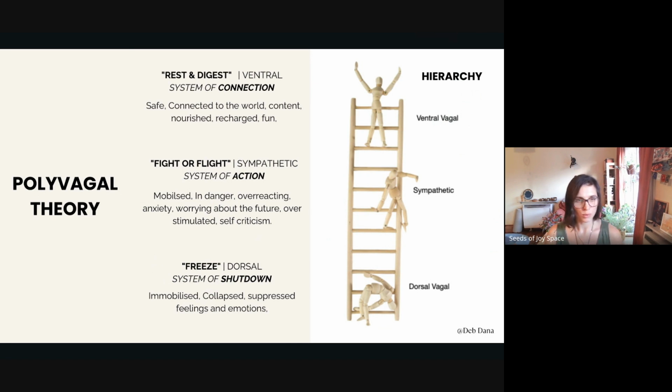And then we'll move to the last one, which is the ventral pathway of response, the rest and digest. And this one is the newest, and it's 200 million years old. So this is something that's present in all mammals.